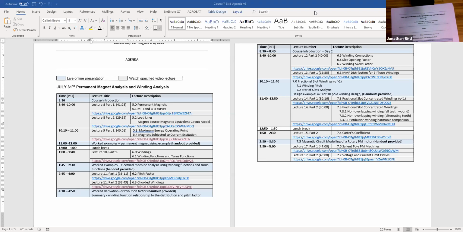Another example is where I go over the fractional slot winding design, and I use these handouts to allow us to more easily explain the concepts. I'll write out the working using the DocuCam. After this worked example, there'll be a lunch break, and then we're going to winding design. Handout number 2 will go over the electric machine winding function and turns function analysis, with some discussion on pitch factor and chording. The third discussion will be on the distribution factor for the machine, and that will be related back to the winding and turns functions.